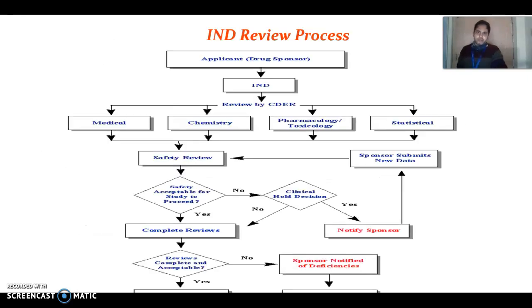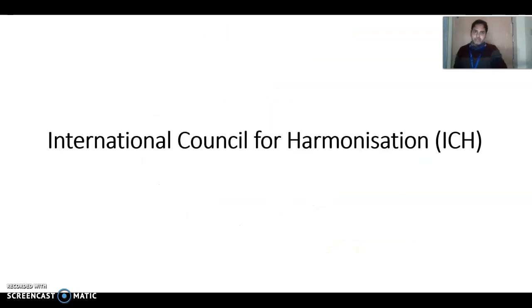So this is a simple process. As I told you, there are medical experts, chemistry, pharmacology, and statistics persons, and accordingly you will get an approval or not get an approval. So this is about your IND applications.